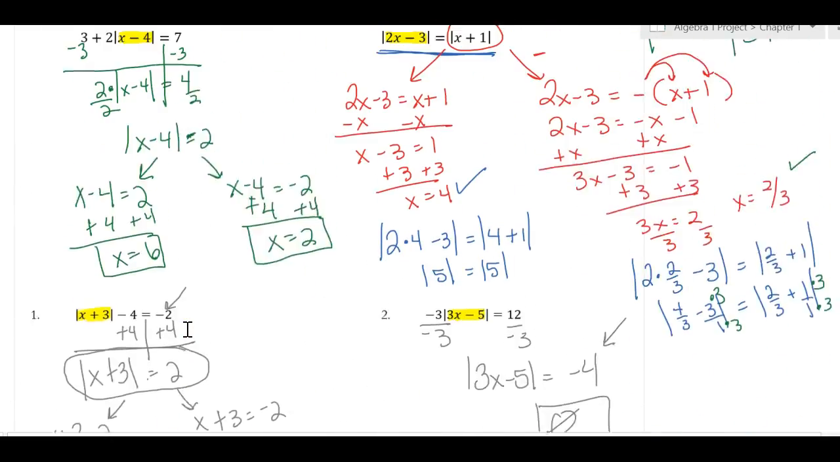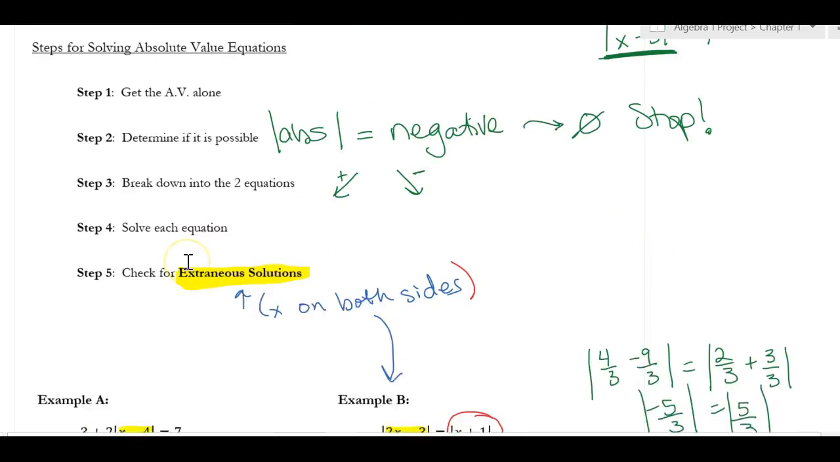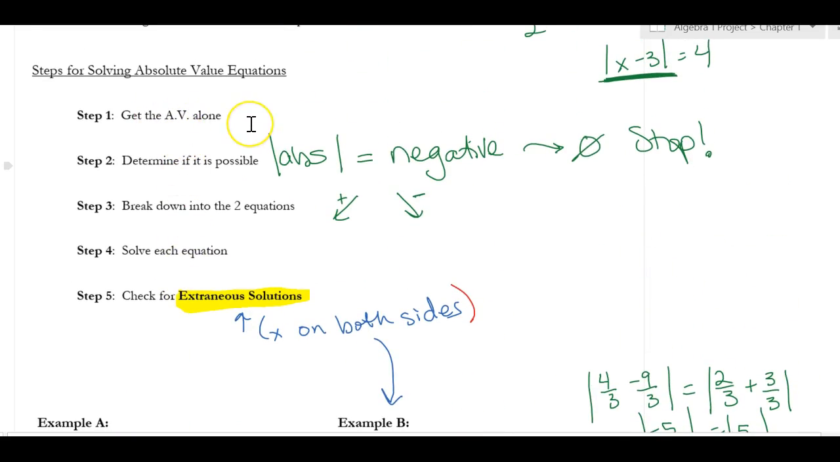Okay, so these are definitely harder, especially those extraneous solution ones. But remember these steps. Get the absolute value alone. Determine if it's possible. If it's not possible, it's a no solution and you stop. Break it down to both and then solve the equation. And when you have x on both sides, you need to check for extraneous solutions.